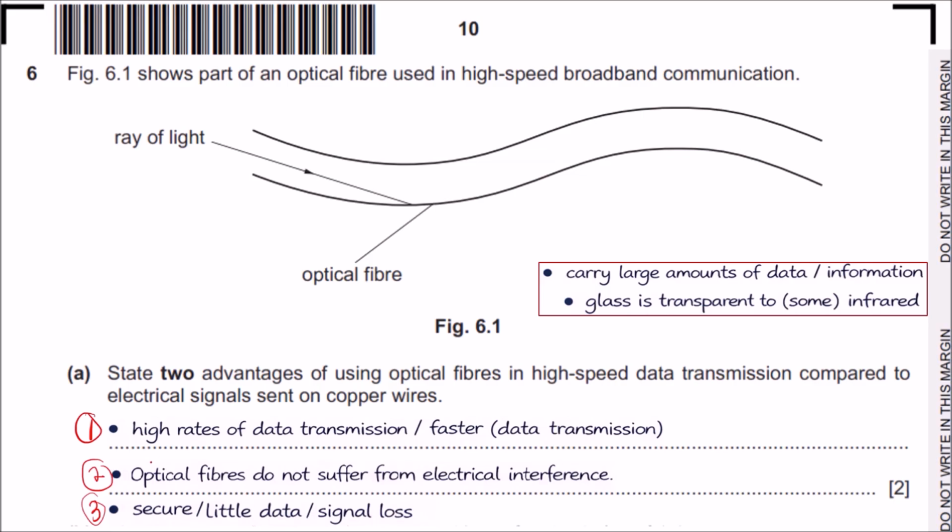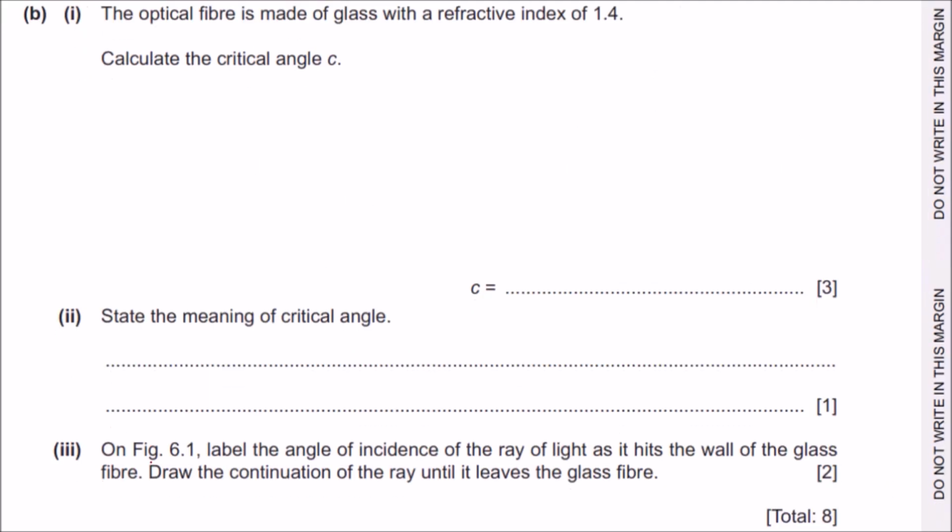Right, let's quickly go to part B. Part B says the optical fiber is made of glass with a refractive index of 1.4. Calculate the critical angle C.